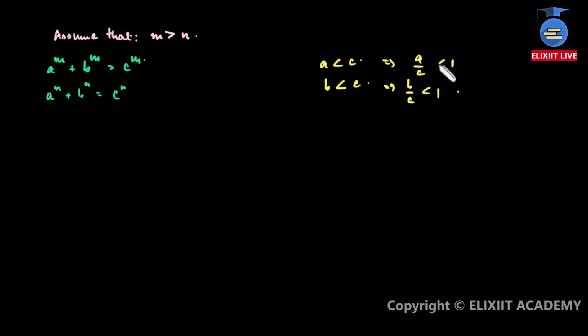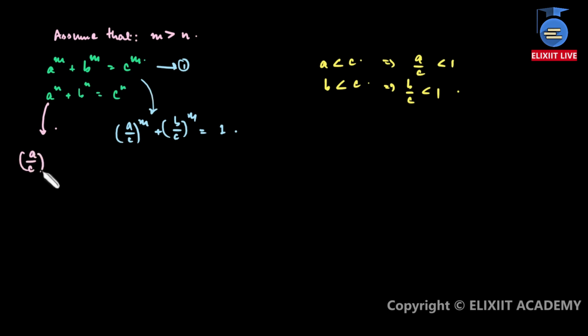So in this case, we will use this property. From the first equation, we are going to divide this equation by c to the power m. So this equation turns out to be a by c whole to the power m plus b by c whole to the power m is equal to 1. Similarly, in this equation also we are going to divide by c to the power n. So this turns out to be a by c whole to the power n plus b by c whole to the power n is equal to 1. That is what we are going to do.